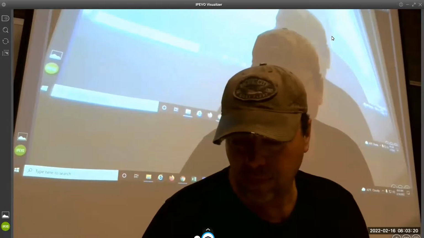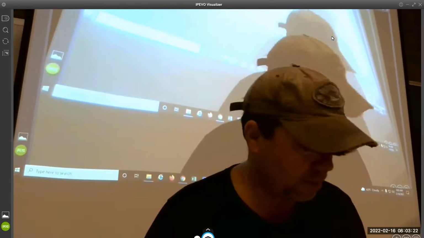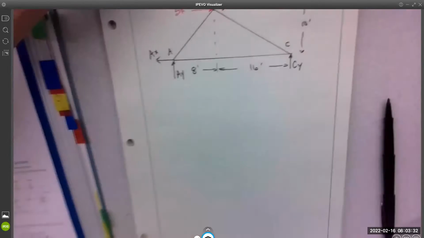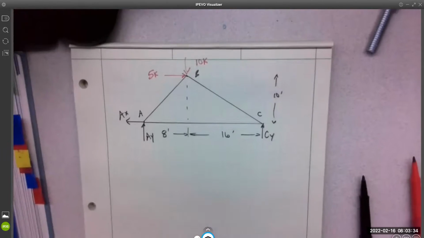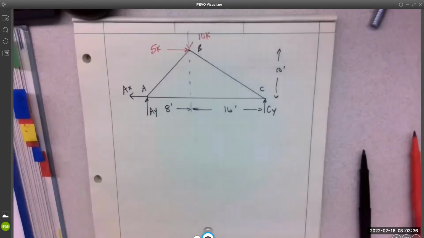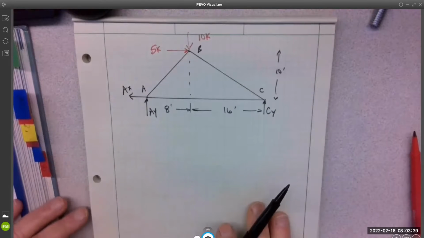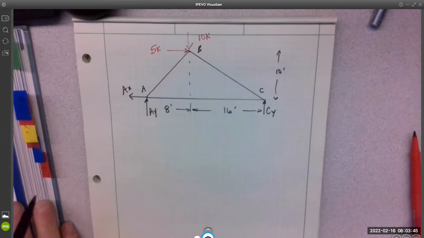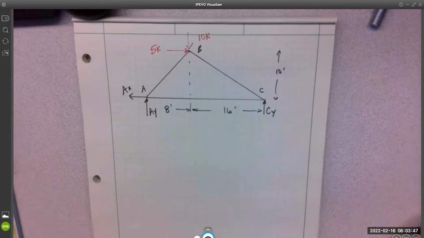All right, let's go over number 2, chapter 5. See that? On screen? Okay, good. All right, so we start with reactions, right? And you've already done this, so you can just give me numbers and we can just verify and skip through the parts that we already know how to do.